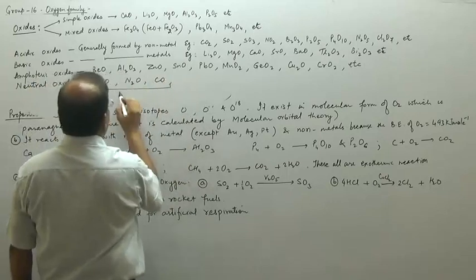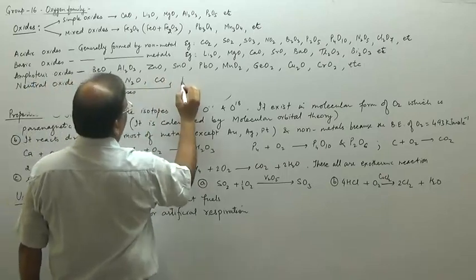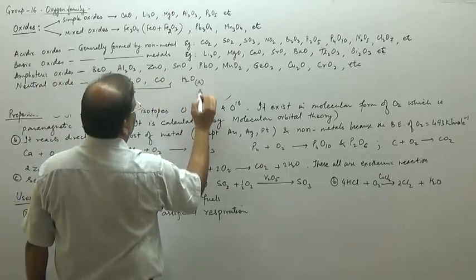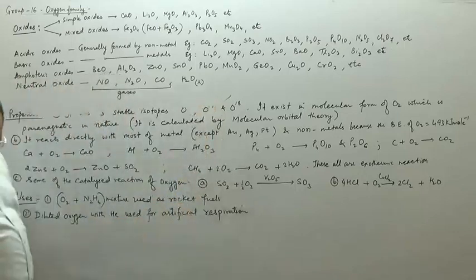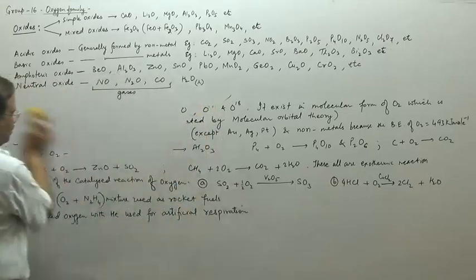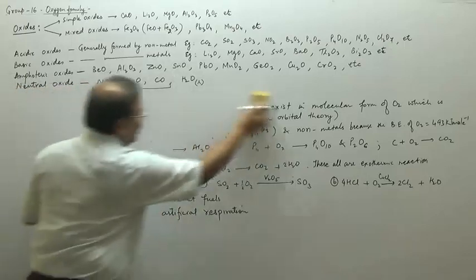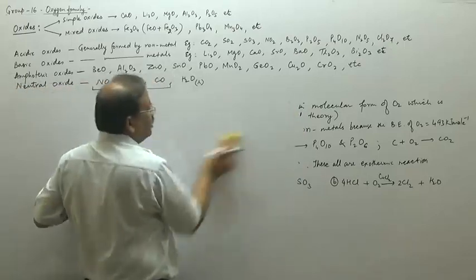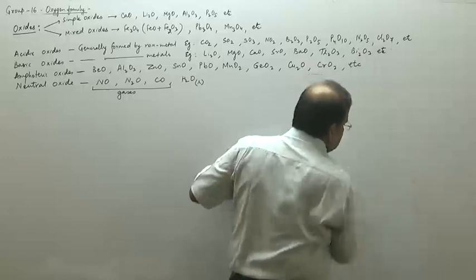These neutral oxides are gases, but H2O is also a neutral oxide, and it is a liquid. So these are the neutral oxides. Now let us write the nature of oxides in the periodic table.